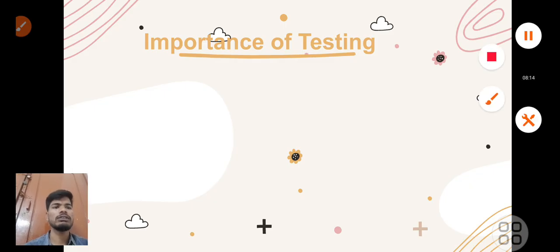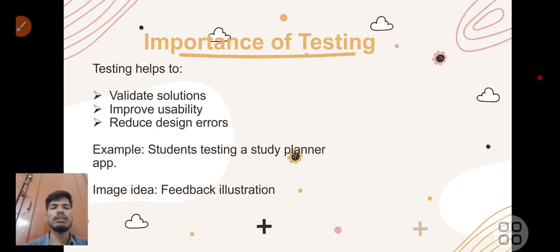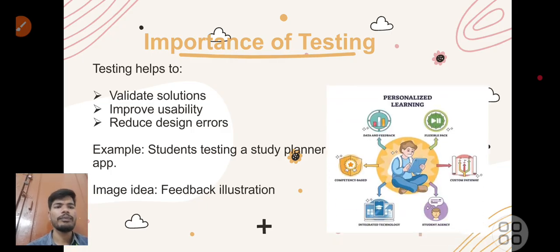Importance of testing. Testing helps validate solutions, improve usability, reduce design errors. For example, a student testing a study planner app. Image idea, feedback illustration. So personalized learning helps in many ways, such as flexibility, customized pathway, student agency, integrated technology, competency based data and feedback. So there are so many ways to learn from testing.